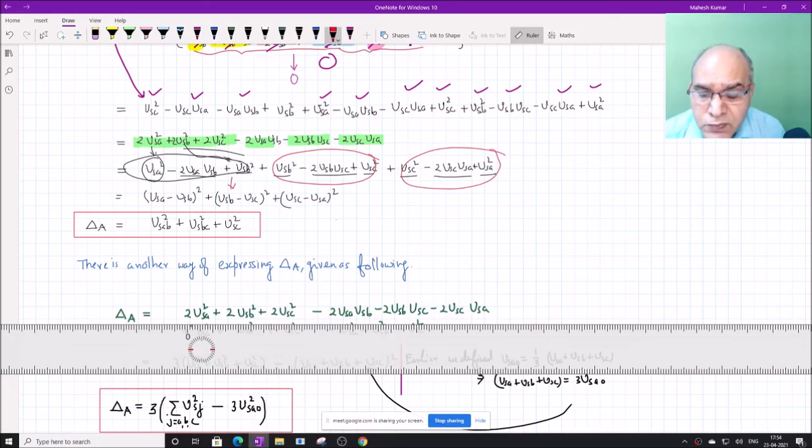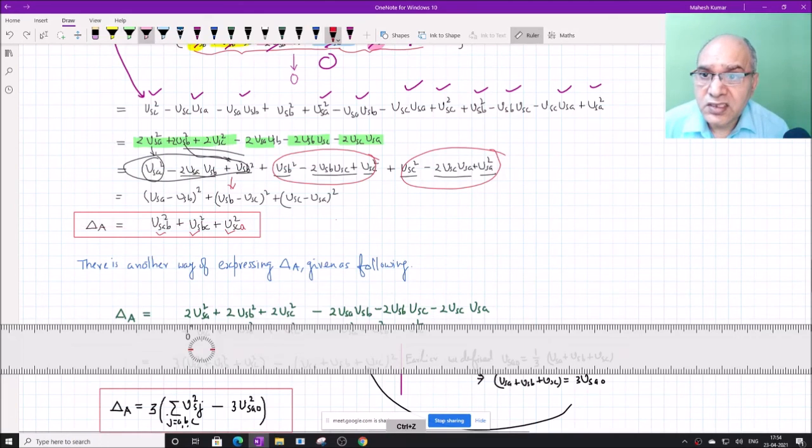And VSA minus VSB is the same as VSAB, the line to line voltage. Therefore, delta A is equal to VSAB square plus VSBC square plus VSCA square. Put A here. So what we learned is that the determinant of the matrix is equal to the line to line voltage squared for each phase. So AB square, BC square, and CA square.